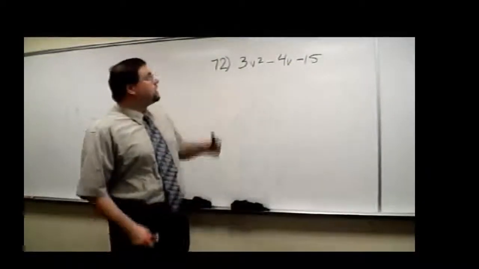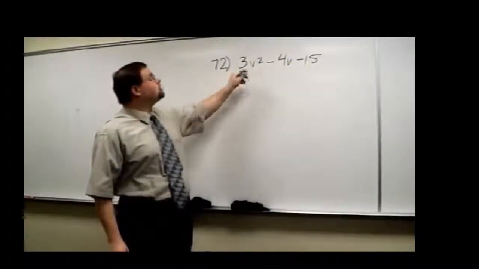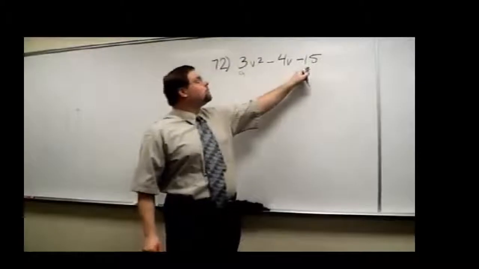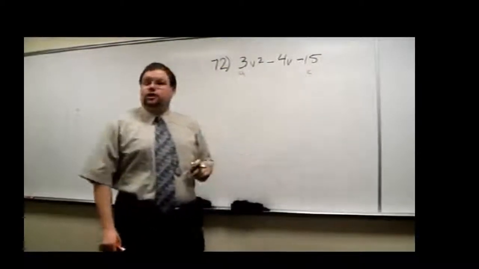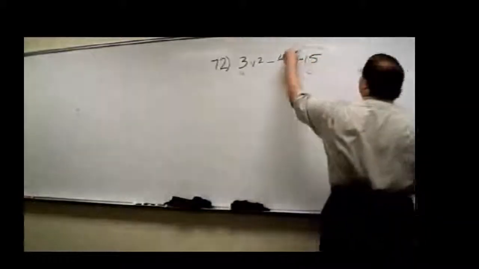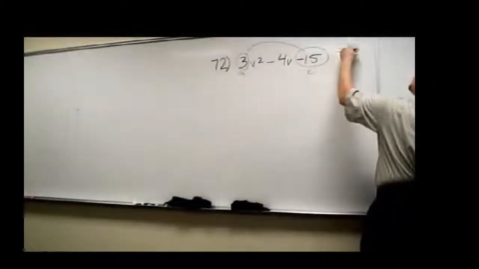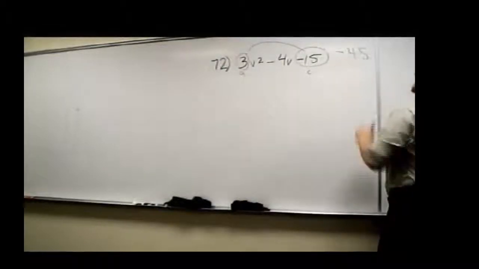But I'm going to go ahead and show you the A times C method. It's called the A times C method because the number in front of your b squared is the A, and the number by itself is called the C. The first step you do is multiply the A and the C. So I'm going to do negative 15 times 3, which gives me negative 45. And please write your sign down because that's very important.